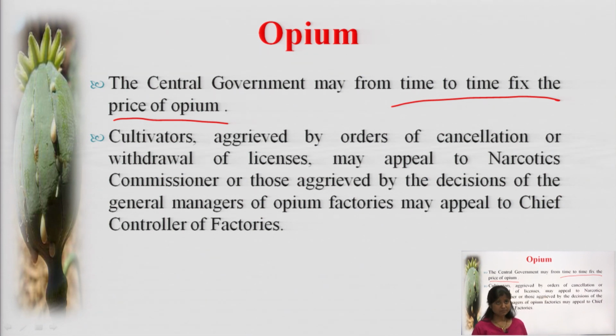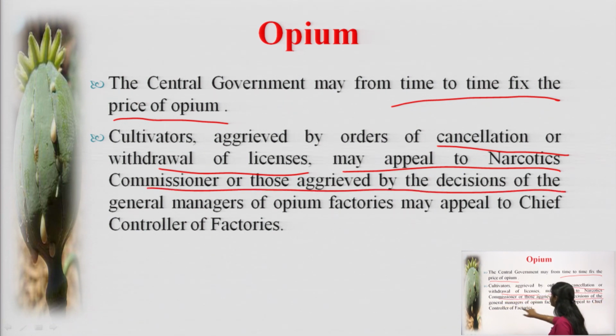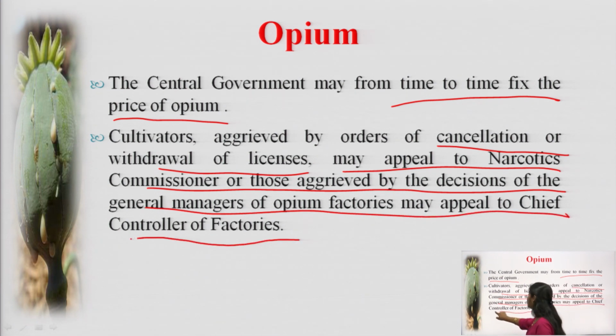Cultivators aggrieved by orders of cancellation or withdrawal of license may appeal to the narcotic commissioner, or those aggrieved by the decisions of the general managers of the opium factory may appeal to the chief controller of the factory. So, at that point also, if the cultivator is not satisfied, then he can move to the narcotic commissioner, as well as appeal to the chief controller of factories.